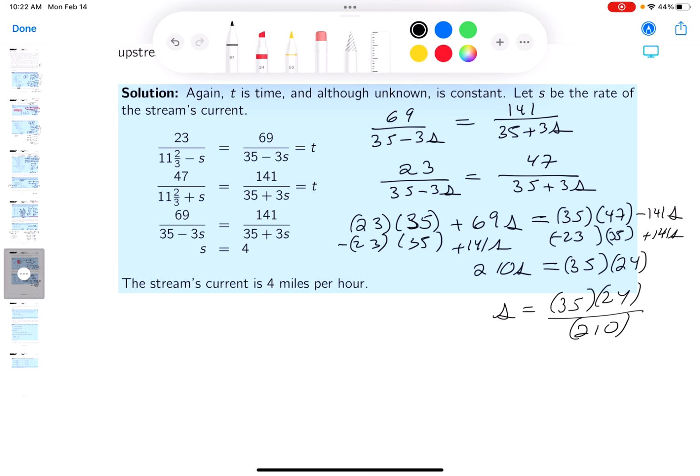What I notice right from the get-go is that this is reducible. I'm going to go slow with the reduction, but you can go as fast as you like. I'm going to divide through by 7. That would be 30, and that would be 5. Then 5 goes into 5 once, and 5 goes into 30 6 times. And then 6 goes into 6 once, and it goes into 24 4 times. So what's S? It's 4 miles per hour.